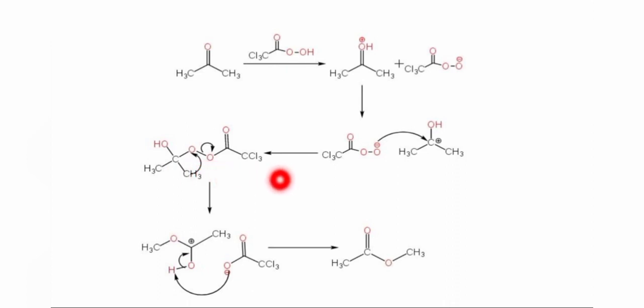Here CCl3, this part is from our peracid: CCl3, carbonyl and oxygen. And this part I have written here: carbon with two methyl groups and one oxygen.